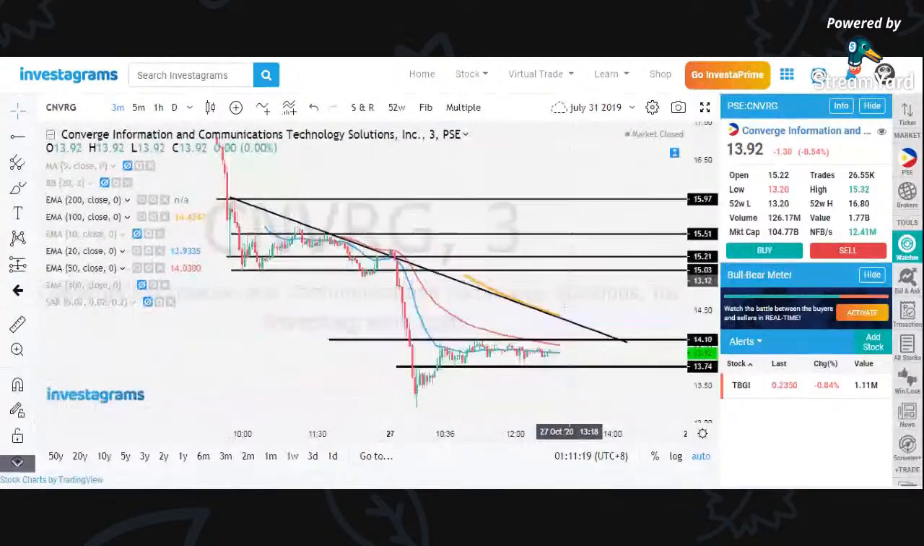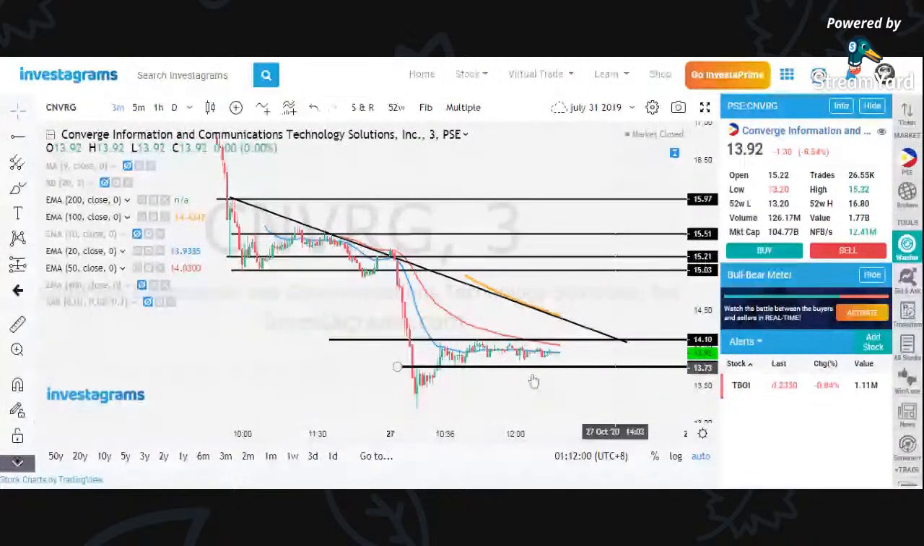But we need Converge to break this incline resistance. So kung mag-stay siya ditong area, so it is good. So we need him to break the incline resistance. Kung hindi niya ma-break yan, there's a possibility that he will go down to the support below. And there's a possibility na ma-break niya ulit yung support below, yung horizontal line.